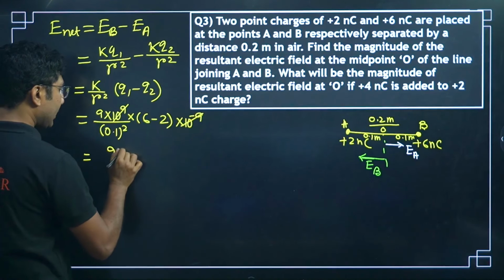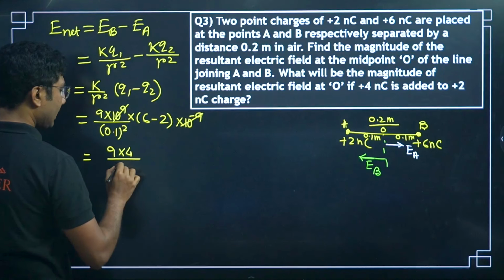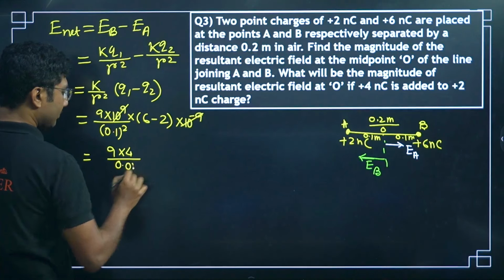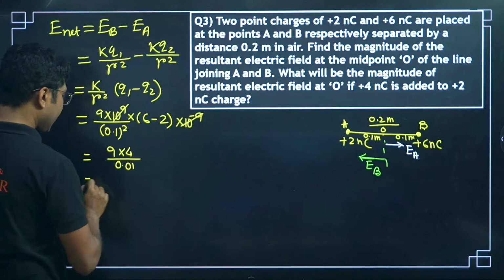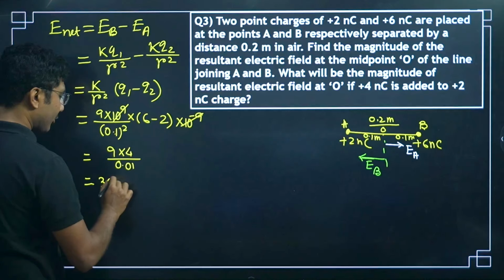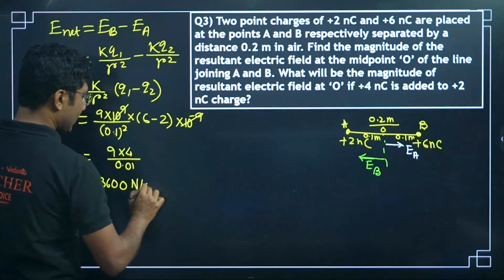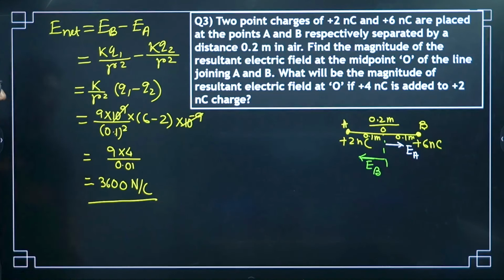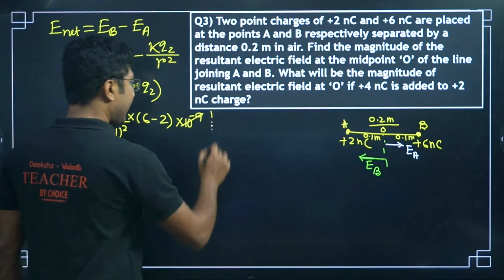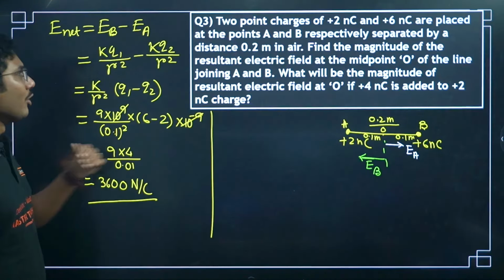So, 9 into 10 to the power of 4 divided by 0.01. Okay. So, 9 4s are 36 and 0.01 will go up and it will become 100. So, 3600 Newton per coulomb is the resultant electric field at point O. Right? Clear? Any doubt? If you have any doubt, mention in the comment section below.